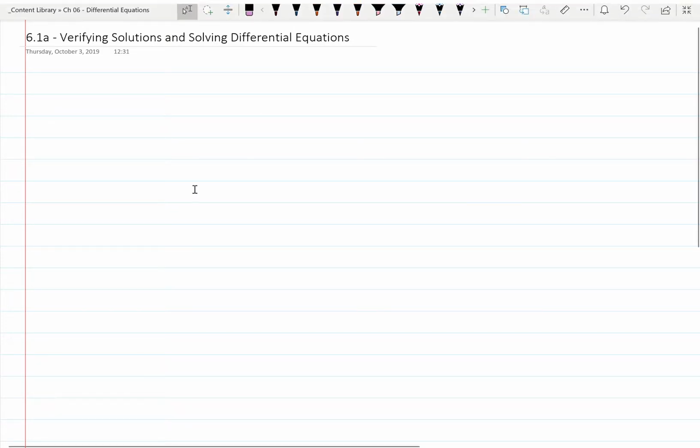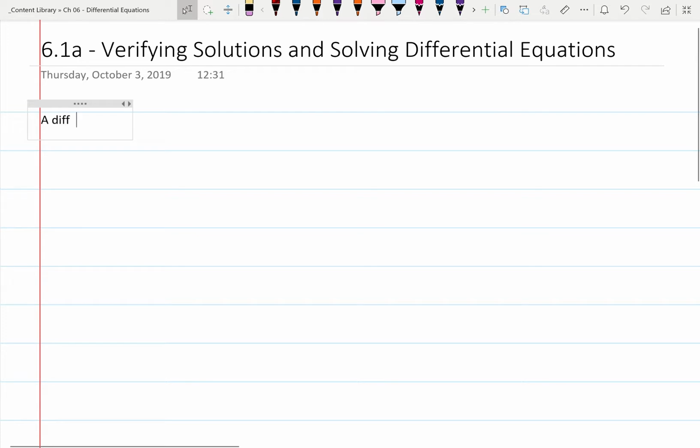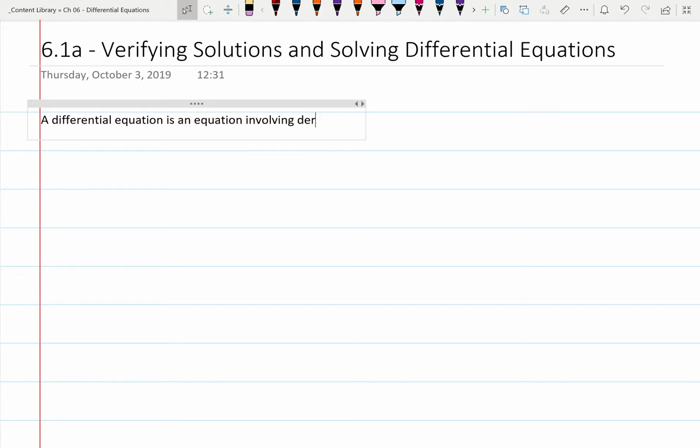This chapter has to do with differential equations. A differential equation is an equation involving derivatives. It has derivatives actually in the equation, which makes them difficult to perceive what they look like. You don't necessarily need to do that. We're not going to be graphing them.